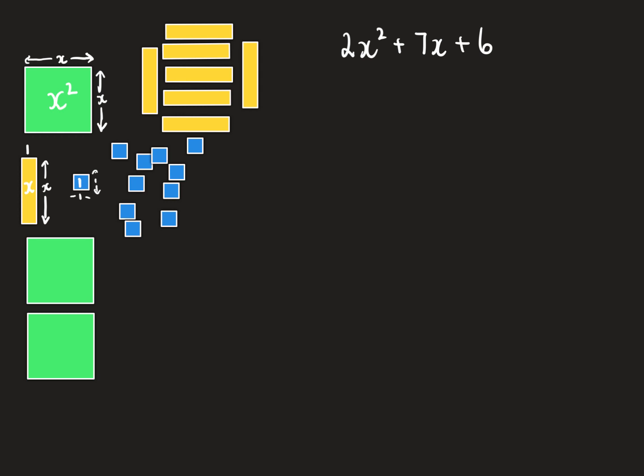2x squared plus 7x plus 6. Why don't you pause the video and see if you can draw pictures yourself to work out how to factorise this. Or maybe your teacher has given you some algebra tiles that you could manipulate. Press pause.